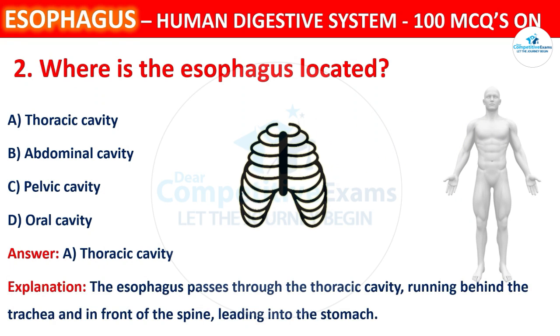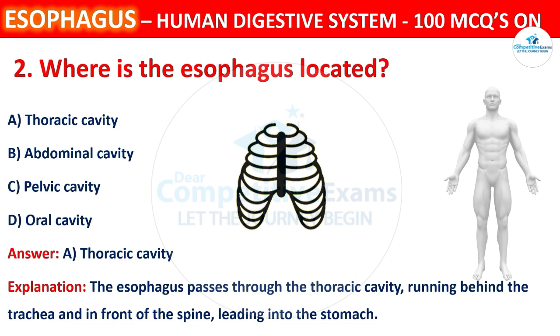The esophagus passes through the thoracic cavity, running behind the trachea and in front of the spine, leading into the stomach.